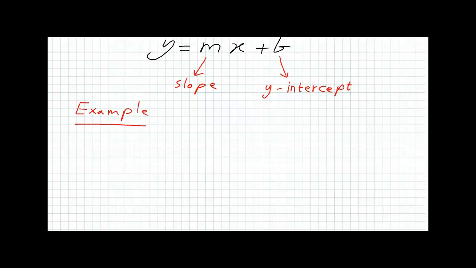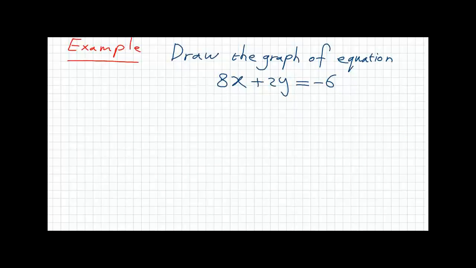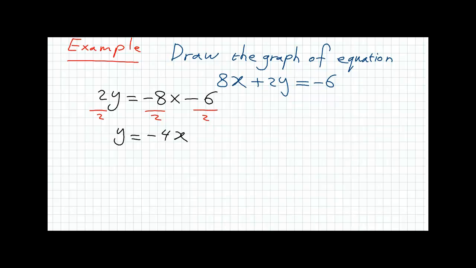But if the equation is given in another form, such as 8x plus 2y equal to negative 6, if we want to draw this line, we need to find the slope and the y-intercept, which is the other way of graphing lines, not by finding points and plotting them on the plane, but by using the given slope and y-intercept for drawing the line. So we will solve this equation for y. Dividing by 2, we will have y equals negative 4x minus 3. Now it's clear that negative 4 is the slope and negative 3 is the y-intercept.